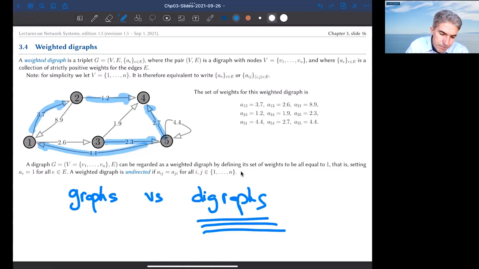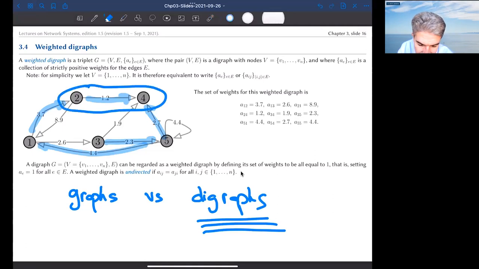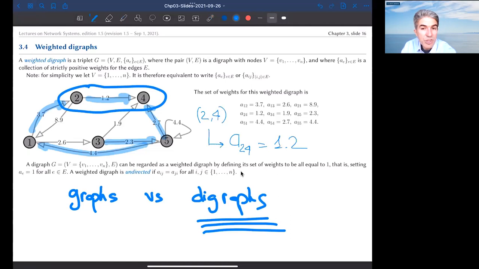Right. Now, I want to give symbols or names for those weights. So for example, if I look at this edge from 2 to 4, I will write A sub 2, 4 equal to 1.2. So I will denote the weight of the edge from 2 to 4, the directed edge, with the letter A sub 2, 4. Now there is a convention that I'm using. It's a little bit of an obvious convention. The convention is that if I have 2, 4, then the subscripts are 2 and 4.